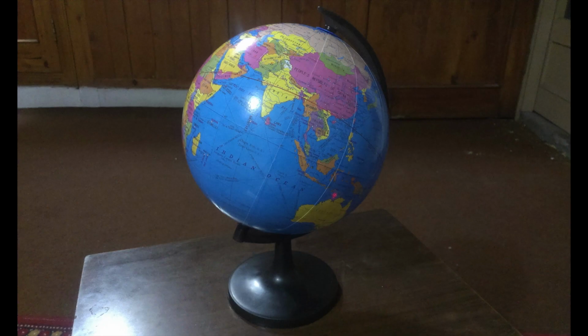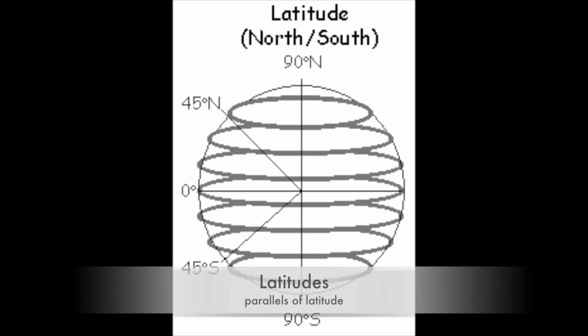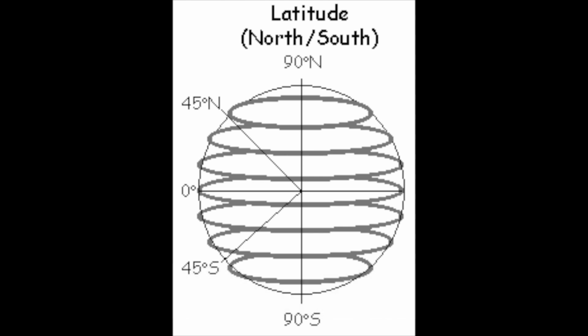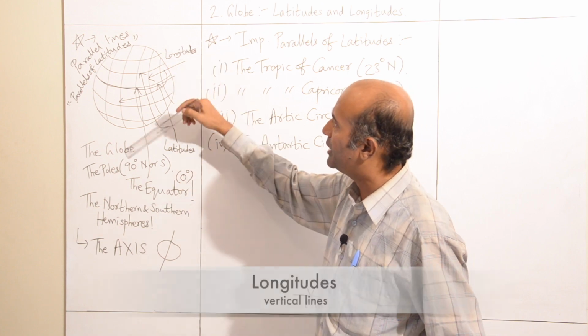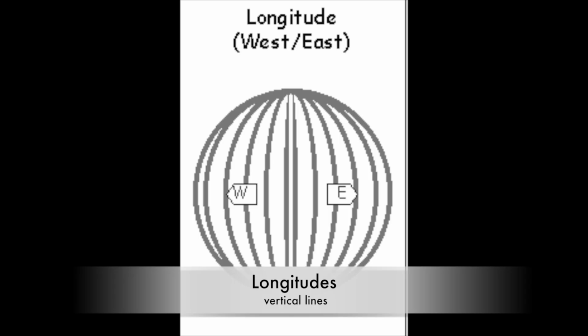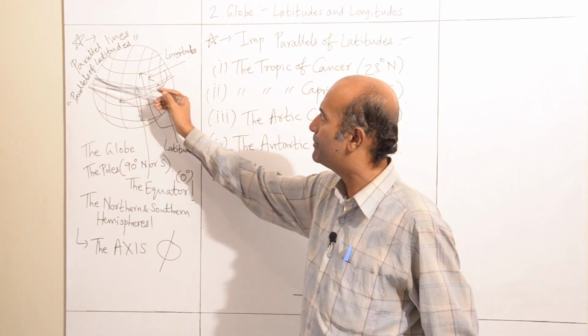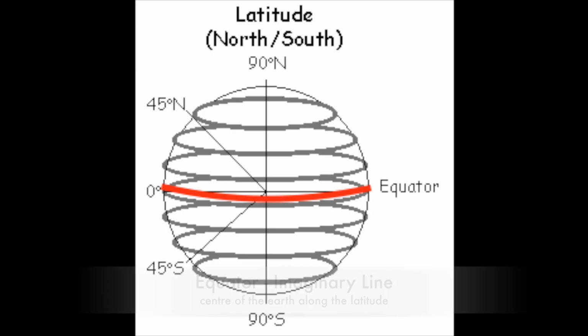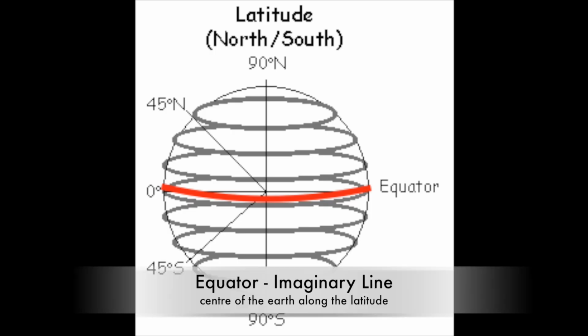If you look at the globe, you'll see a lot of parallel lines horizontally and vertically. These horizontal parallel lines are known as latitudes. That's why they are also known as parallels of latitude, because all these are parallel lines. Similarly, the vertical lines are known as longitudes. And one important latitude in the center of the earth is the imaginary line which we all know, the equator.